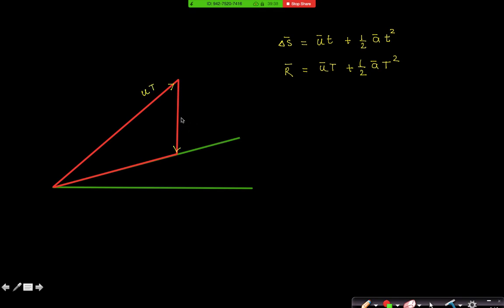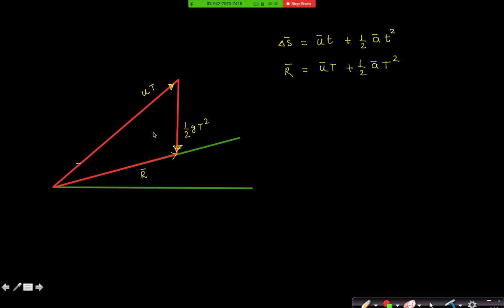Sir, yes, sir, but that half a t square, sir, isn't it minus g, so it would go in the opposite direction? Because it is minus g, I have drawn it in the downward direction. Yes sir, so it is going downward. Oh yes, I understood. Yes, okay. So can you explain why UT was along that direction?